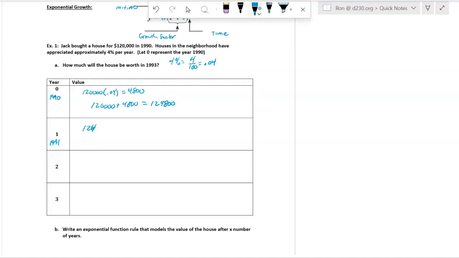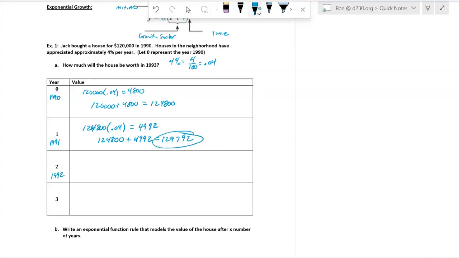But now when we go to the second year, this would be 1991, or say the first year, you would do the 124,800 times 0.04. So now your house went up $4,992. And if we take 124,800 and you add the 4,992, that would give you $129,792.